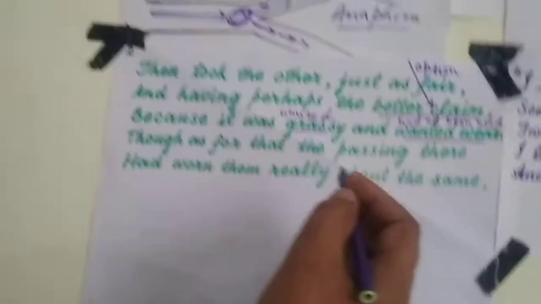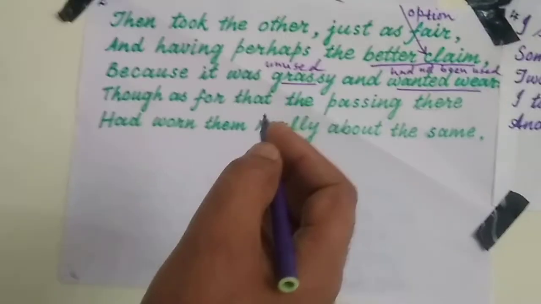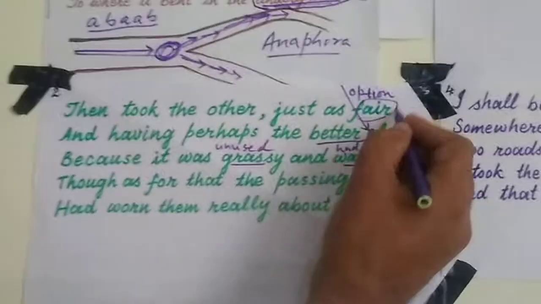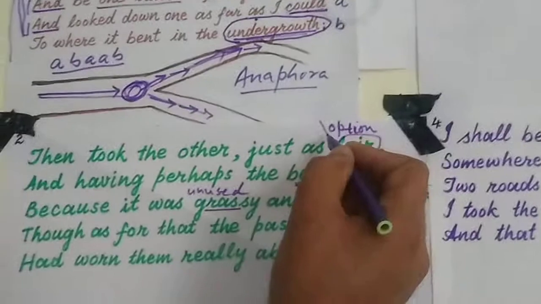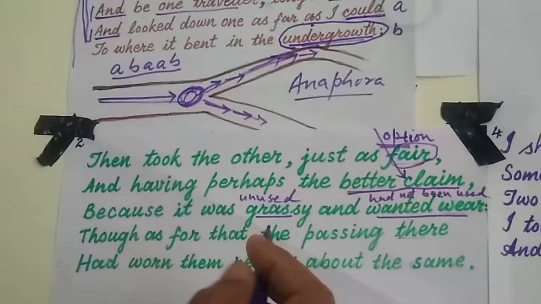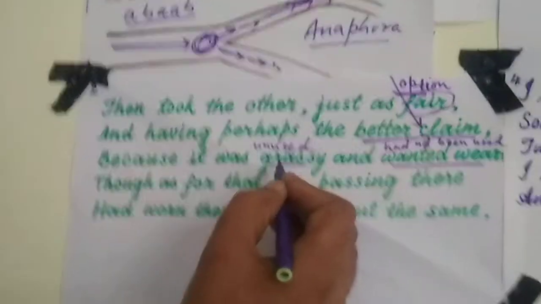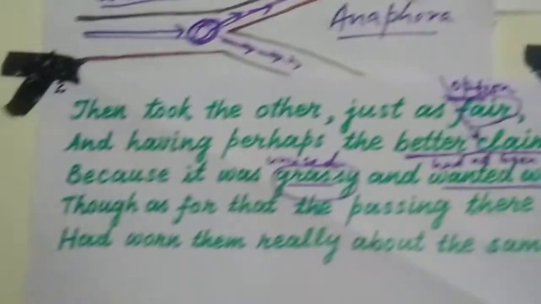So here we can see in the first line, fair. That means here you can see fair as good as the other one. Now in the second one you can see better claim means better option. The poet had a better option, or he thought so. Now you can see grassy means unused and wanted wear means had not been used.